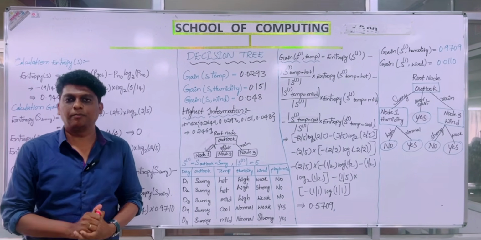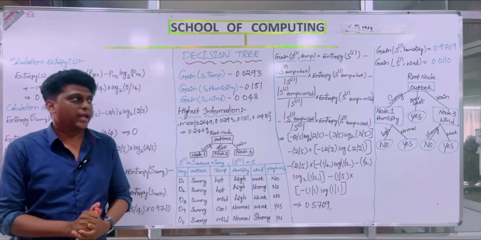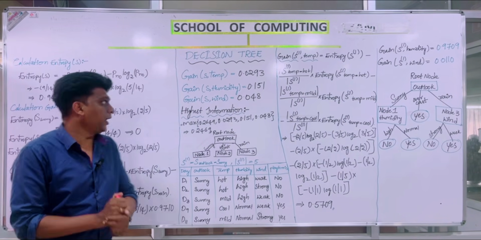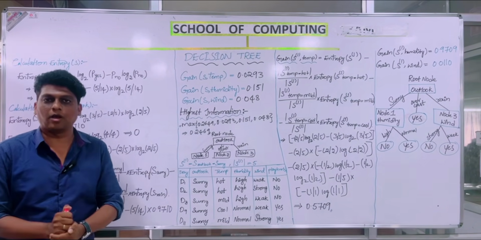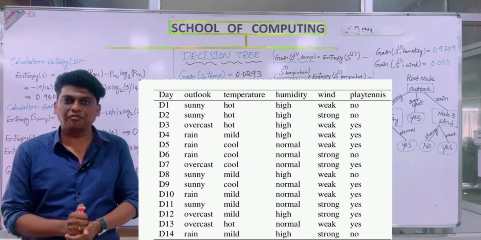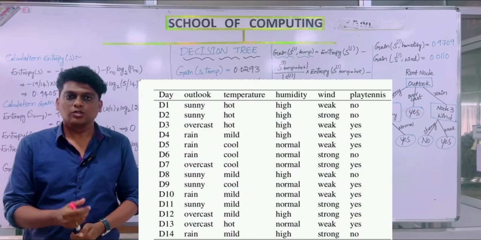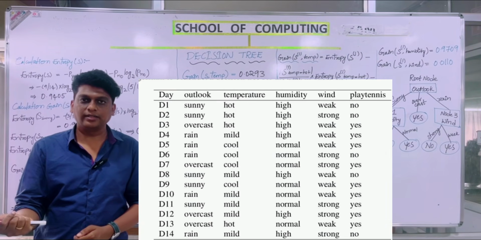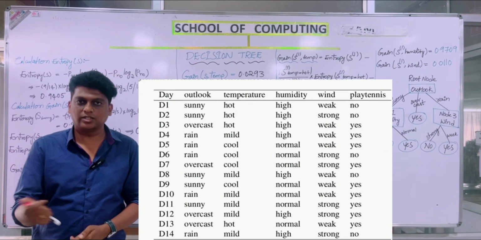Decision tree is also a type of supervised machine learning algorithm. It is mainly used for classification applications. In our problem we have data of 14 days, where the final target variable is play tennis, yes or no. So that is the target variable.